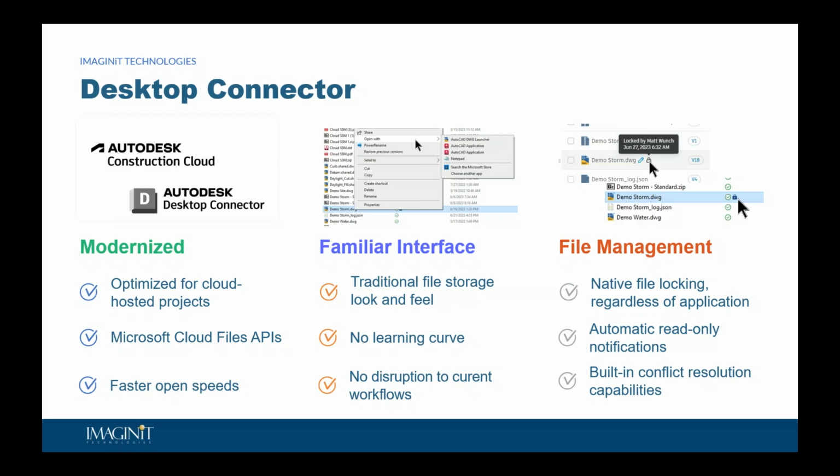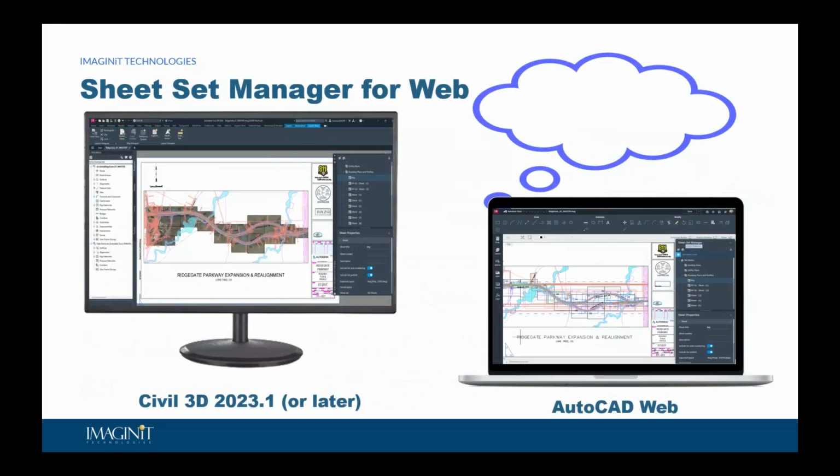And again, if I take a look at the sheet set manager for the web, this is the project I'm going to work on today. This is where it comes into play. So you really need to be, from a Civil 3D perspective, and this is really important and key, on Civil 3D 2023.1 or later. And I would even say it's better in 2024. But you need to be on 2023.1 or later to have that sheet set manager access, which is the sheet set manager for the web. So that would be key.